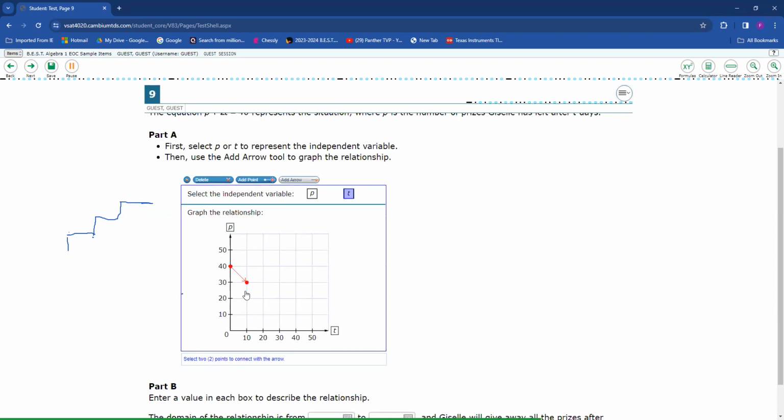You start with 40 and 2 per day, you only need 20 days to get rid of 40. Now it's not letting me do it. I think I'm graphing points and arrows. It's taking longer than it needs to. Okay, add arrow. Finally, 40 to 20.